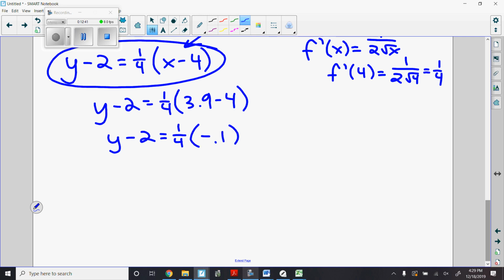Since I'm going to end up looking for a decimal here, I'm going to change everything to decimals and call it y minus 2 equals 0.25 times negative 0.1. So 0.25 times negative 0.1, I'm just going to think of this as 25 times negative 1. That'll give me negative 25. But I need to move the decimal 1, 2, 3 places. So it's negative 0.025.